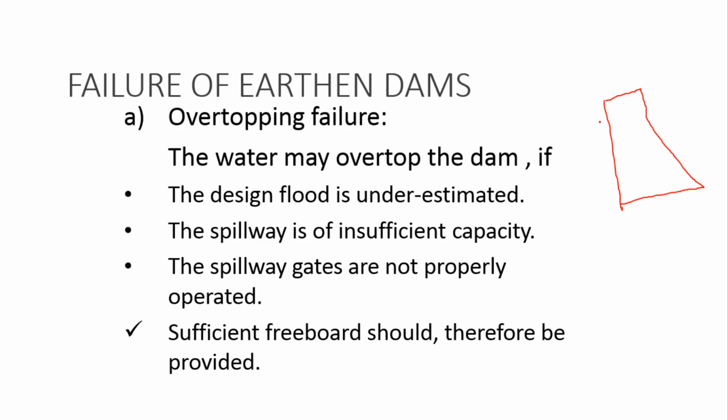So for this, what will we provide? We will provide some spillways here. The use of spillways is to control the flow of water to the downstream. Here we will have upstream, and here we will have downstream. To the downstream, water is there.